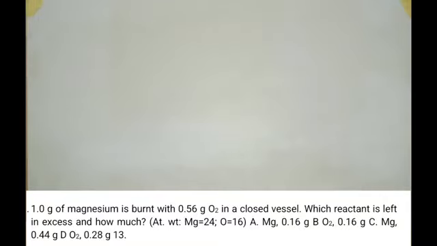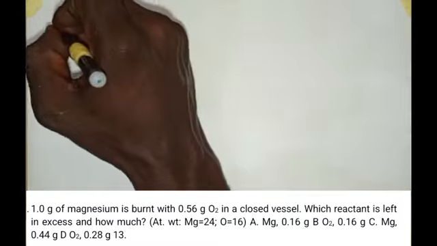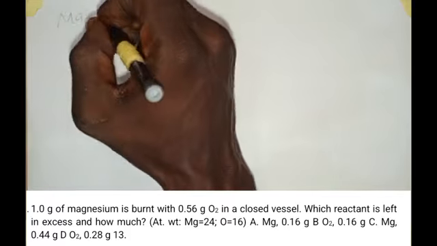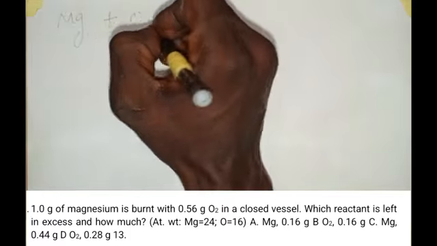Next problem is a typical objective question on limiting reagents. The question says 1 gram of magnesium is burnt with 0.56 grams of oxygen in a closed vessel. Which reactant is left in excess and how much? To solve this problem, first we have to write a balanced equation for the reaction. So we have that magnesium, Mg, burns in oxygen, O2.